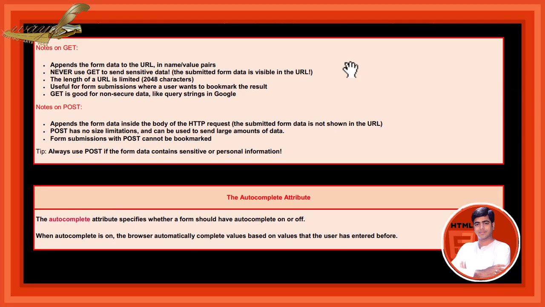Notes on get. Appends the form data to the URL in name/value pairs. Never use get to send sensitive data. The submitted form data is visible in the URL. The length of the URL is limited to 2048 characters. Useful for form submissions where a user wants to bookmark the result. Get is good for non-secure data, like query strings in Google.